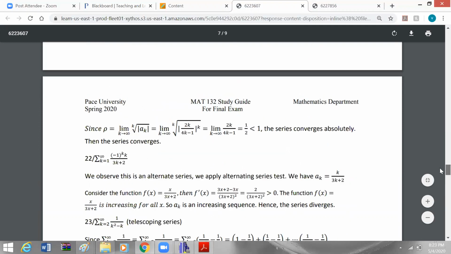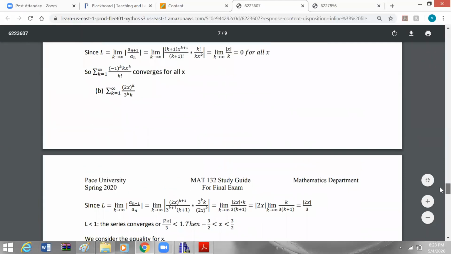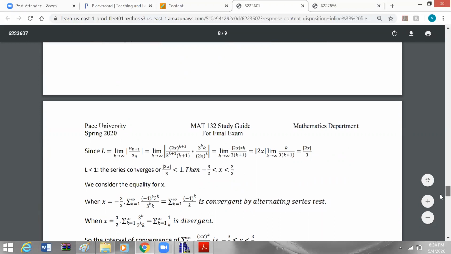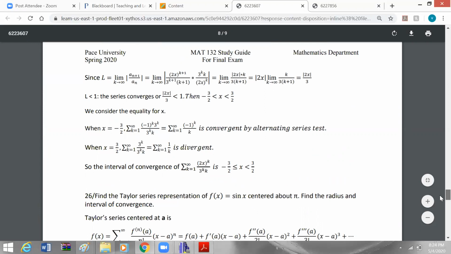Okay, for chapter 11, for that question we would have to box in -3/2 < x < 3/2. That's what we box in. But we need to consider the inequality when x equals -3/2 and +3/2 to write down the interval of convergence. Correct. Got it. Okay. All right.